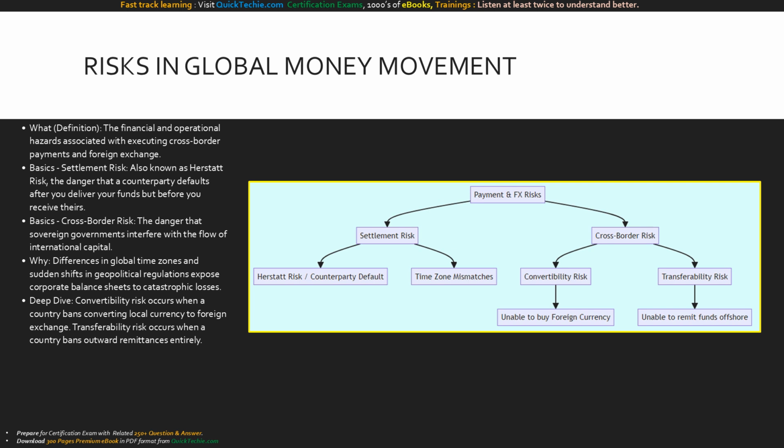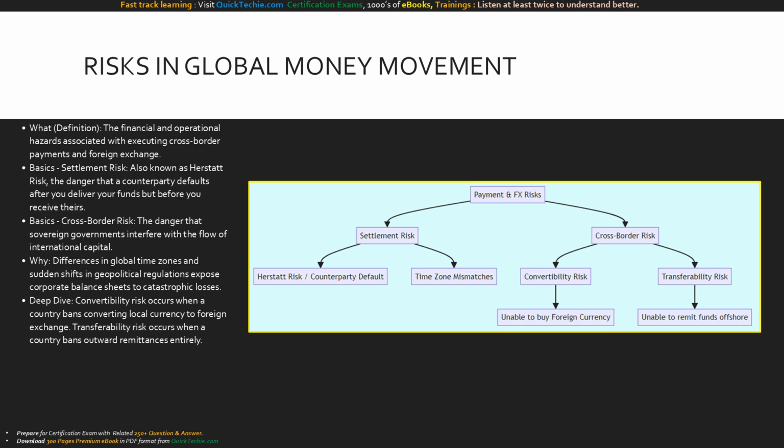Beyond counterparty defaults, multinational companies face sovereign or cross-border risks. For instance, convertibility risk happens when a government suddenly passes regulations restricting the conversion of its local currency into foreign exchange. Transferability risk occurs when a government bans the outward remittance of funds entirely, even if they are already denominated in a foreign currency. A world-class treasury architecture must map out these specific exposures across all operating countries and establish strict limit frameworks and contingency plans to protect the firm's global liquidity.